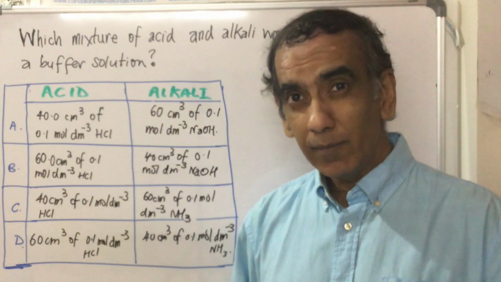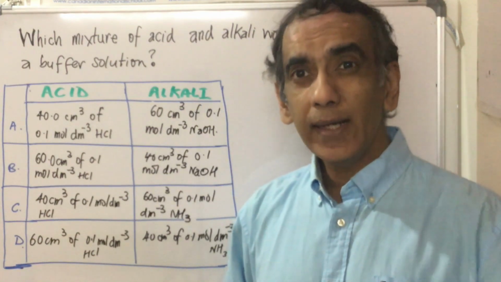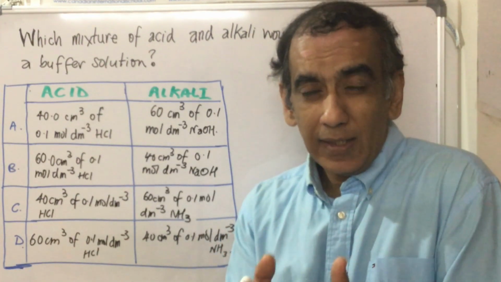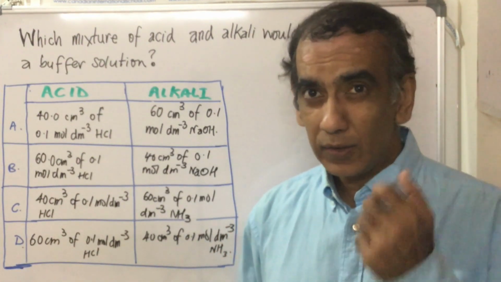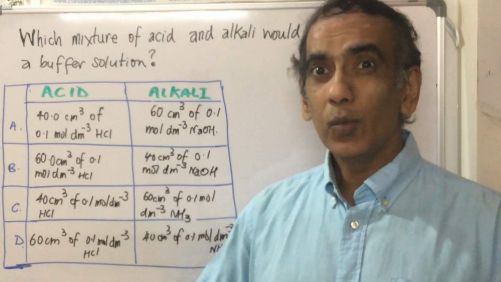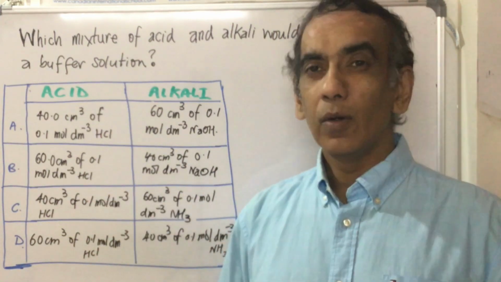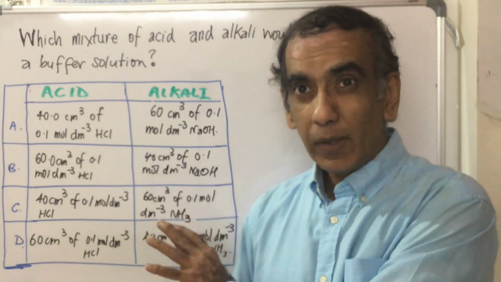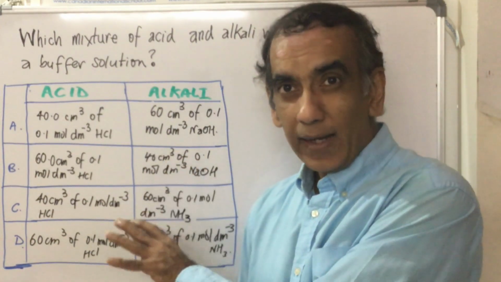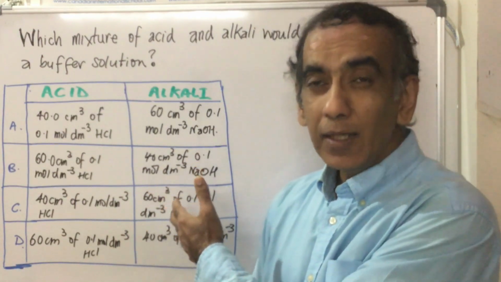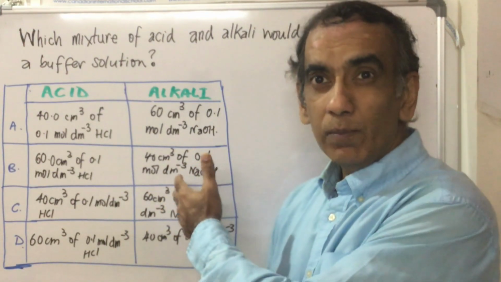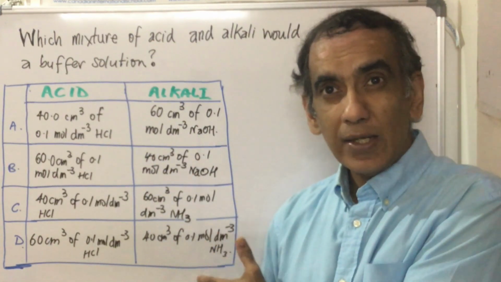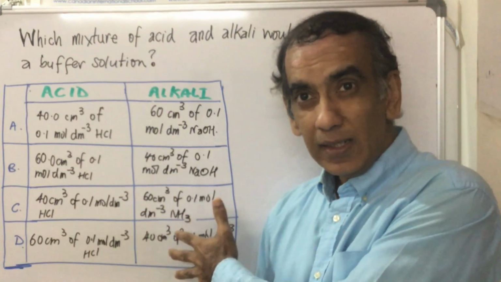Buffer solutions are made by a mix of a weak acid and its salt. And to get that weak acid and its salt, it's very convenient to mix the weak acid with a strong base, or a weak base with a strong acid. This particular question is about the weak base, strong acid combination. That's why immediately you can eliminate both A and B as possible choices, and narrow down your answer to C and D.